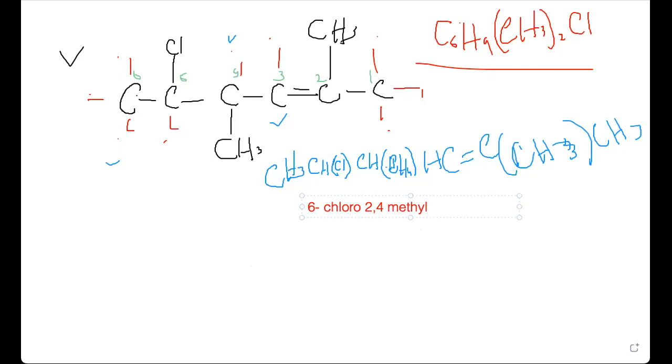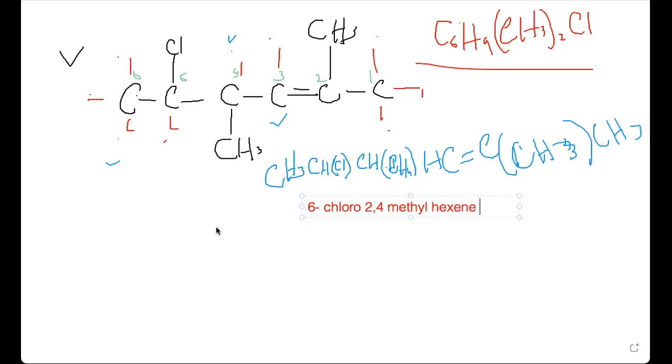And then we have the chain having 6 carbons, and this is hexene. If you say 6-chloro-2,4-methyl hexene, Miss, this is correct, so let me tell you one thing. If you say, Miss, I have 6-chloro-2,4-methyl hexene, okay, I know that at the 6th carbon we have a chlorine group, and at 2 and 4 we have methyl groups, and this is hexene. But where is the double bond? Or there could be 2 double bonds.